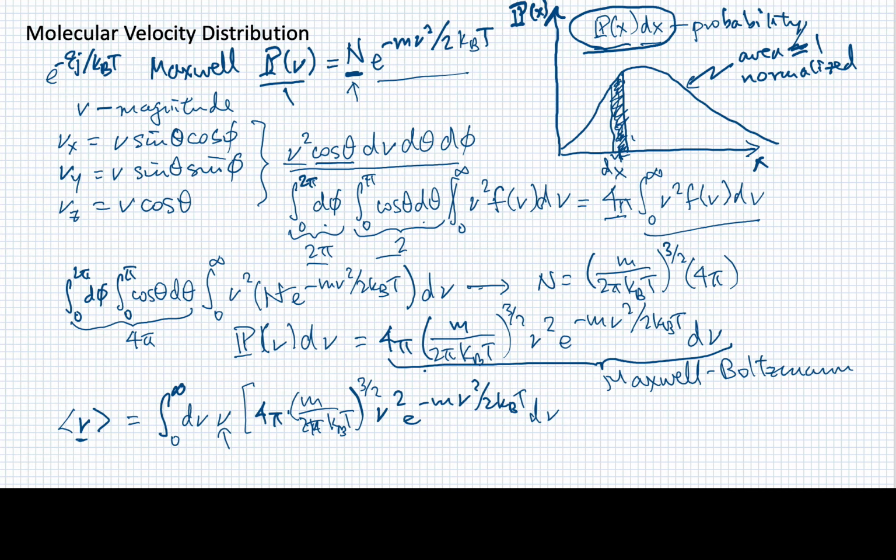And just in case you're interested, you can do this integral, and I invite you to do it. I hope you will. It's equal to the square root of 8 kBT over pi times m. All right, so you can see it's not precisely the sort of thing that we got before for the average kinetic energy, but this would be the average speed of particles at temperature T, and this is the prescription that one would use to evaluate that.